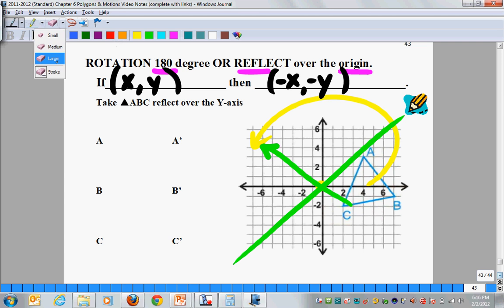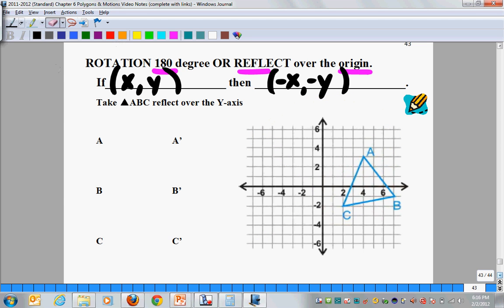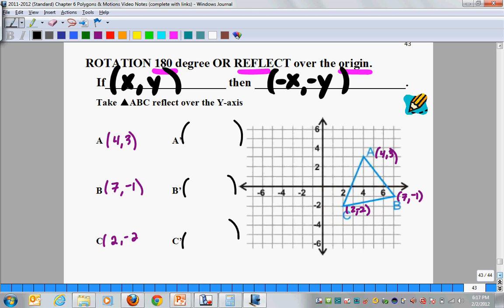So in this case, this is 4 and 3, 7 and -1, 2 and 2, 2 and -2. Make your templates. Now you simply opposite both signs. So it's -4, -3, -7, +1, -2, +2. Now we plot exactly those three.